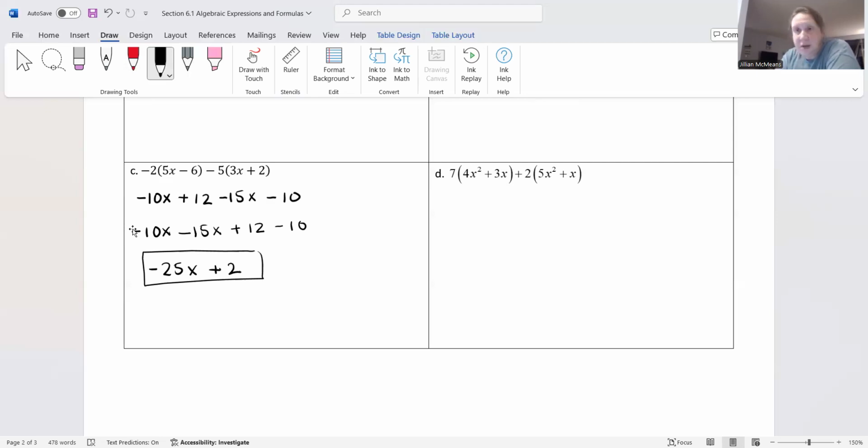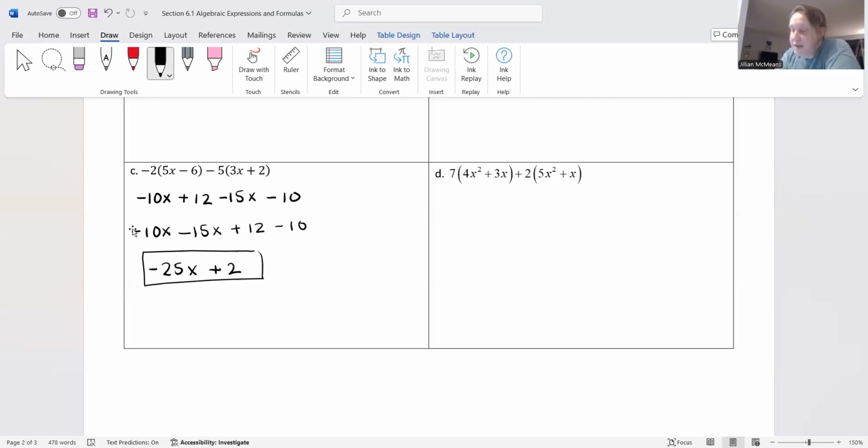So that is distributing. Make sure you watch your signs. That's one of the biggest things I write when I grade. I'm like, watch your signs, watch your signs, watch your signs. So watch your signs, double check, triple check your signs, and then just make sure you fully distribute. Everything inside the parentheses gets multiplied by what's out front, okay?